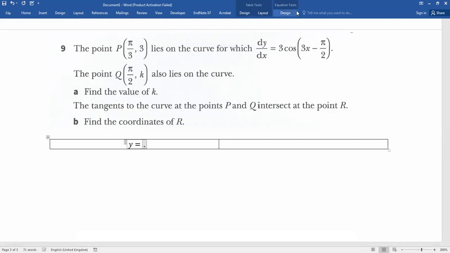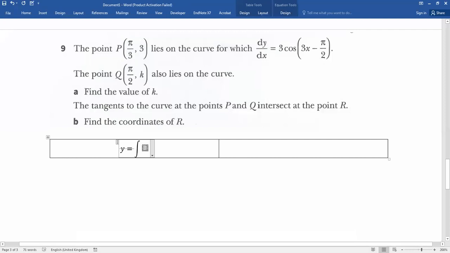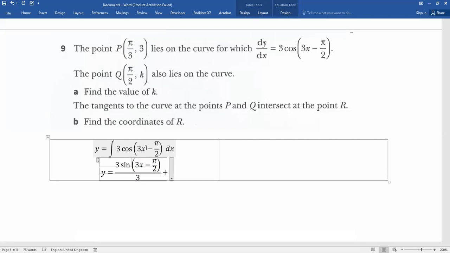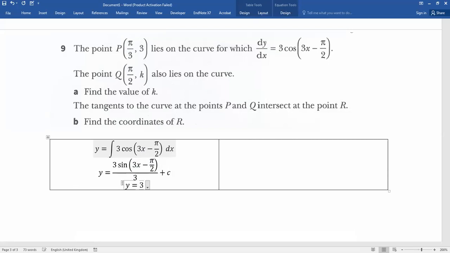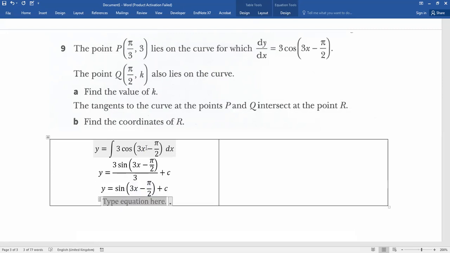So I cannot find the value or the coordinates of Q until and unless I have the equation of the curve. And I can get the equation of the curve once I integrate this entire thing, the dy by dx, right? So 3 sine of 3x minus pi by 2 divided by 3 plus c. Now, how do I find the value of c? I'll plug in the point that I already know.